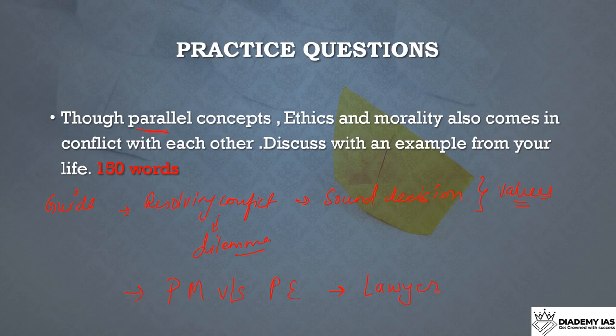Okay? So you can take that example here, that the person might not be feeling that defending Kasab is right, but he has to follow his ethics of the job. Okay? And remember, here what he did, he defended. So ethics took precedence over morals. So this would be connected with our conclusion.